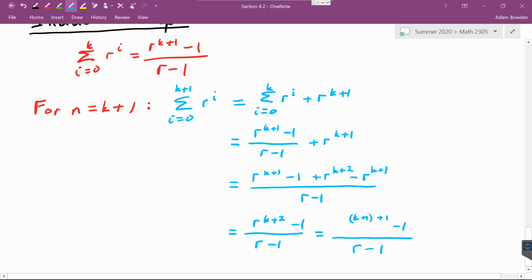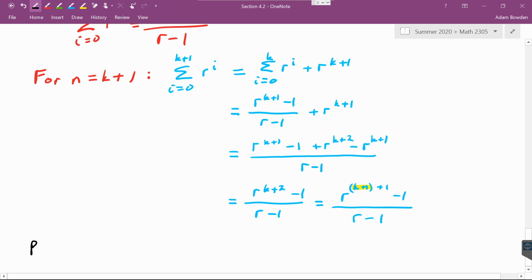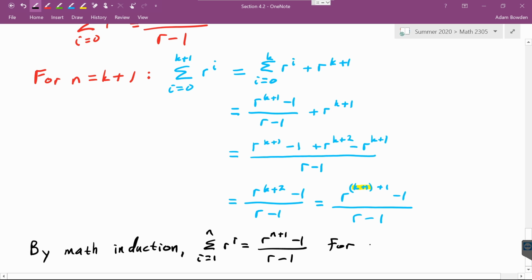And we'll double check, is this in the same format as the formula, but with k plus 1? Indeed, if we go back to our assumption for k, it had k plus 1, and now we have k plus 1 plus 1 there. So it's the same thing, but with k plus 1. So this verifies by mathematical induction that the summation i equals 0 to n of r to the i is equal to (r to the n plus 1 minus 1) all over (r minus 1) for n in the natural number set.